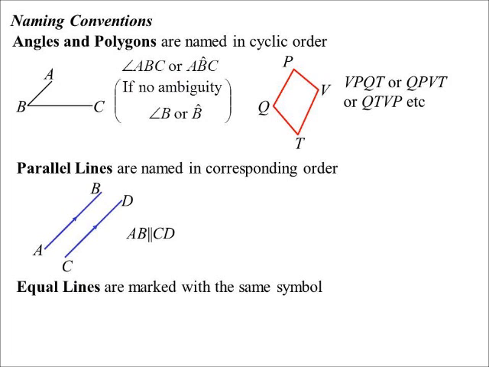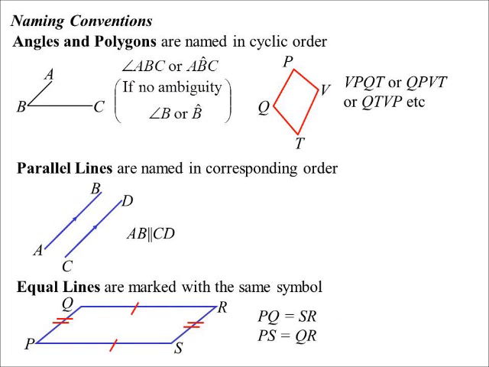Equal lines, well, we know that one, we just mark it with the same symbol to show that they're equal. Usually just a dash or 2 dashes if there's some others, 3 dashes if you want to go crazy. However many, but if it's got the same number of dashes, it's the same length. So in that one, PQ equals SR, PS equals QR.